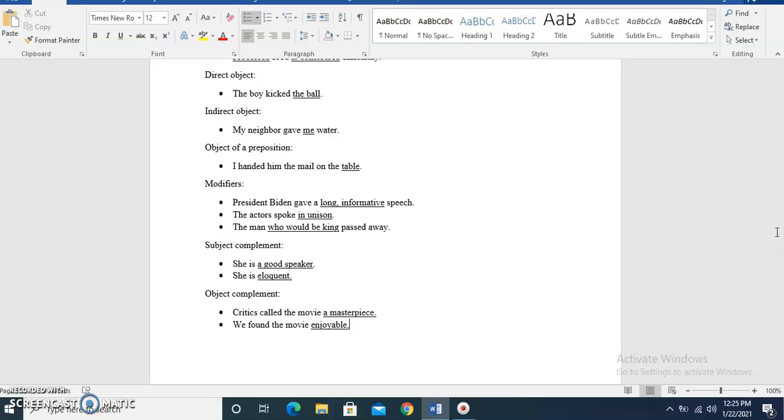So the actors spoke in unison. Unison is really a noun, but this is describing how they spoke, right? In unison means all together, right? So we're describing the way that they spoke. So this is a modifier.